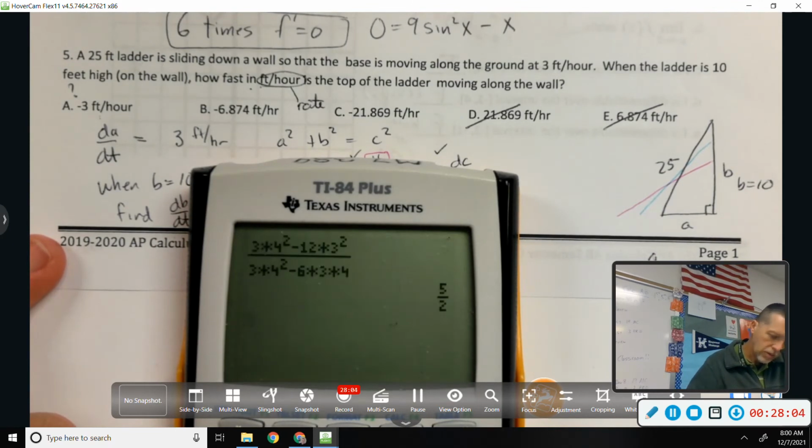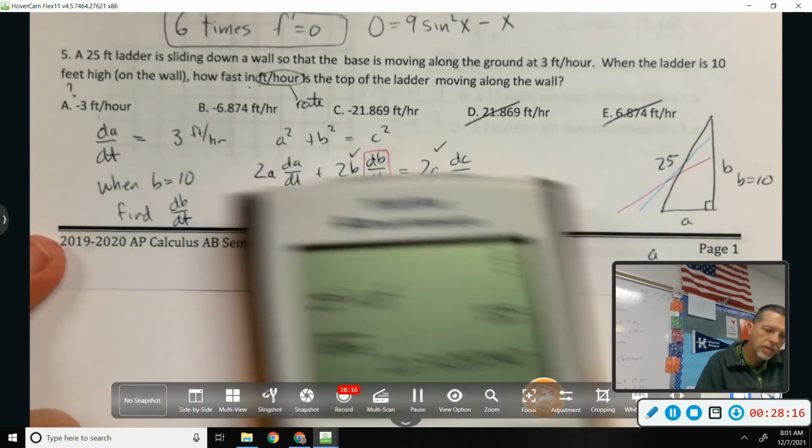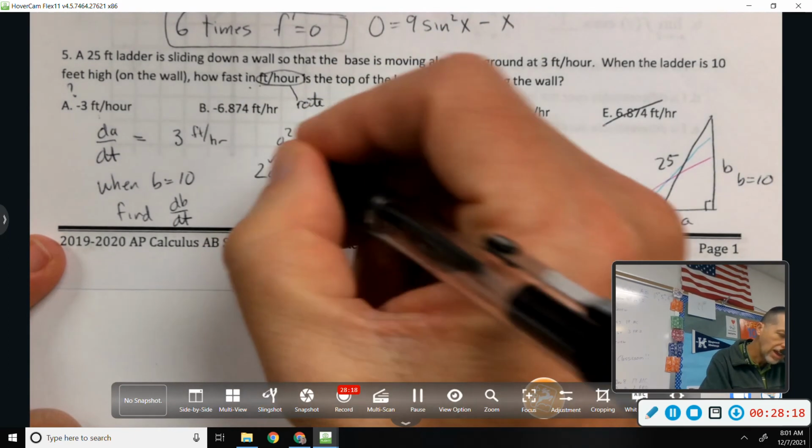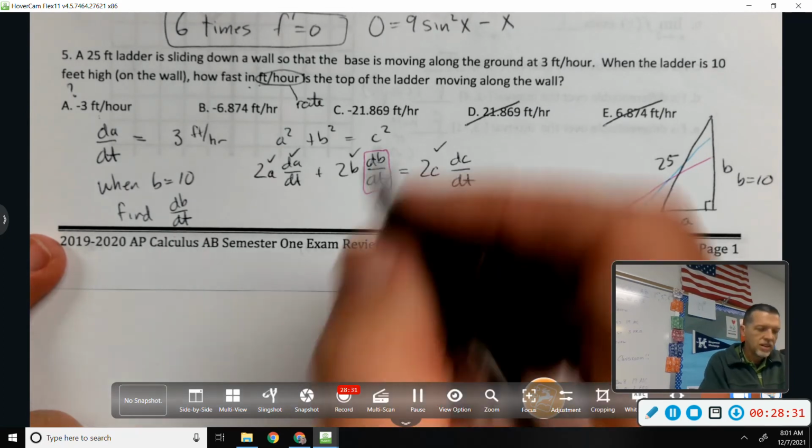25 squared minus 10 squared, square root of that. So A is 22.913. So I know A. I know dA/dt because they gave that to us. So what's the only thing that we don't know that we need to know? Okay, so yeah, we're trying to find dB/dt.